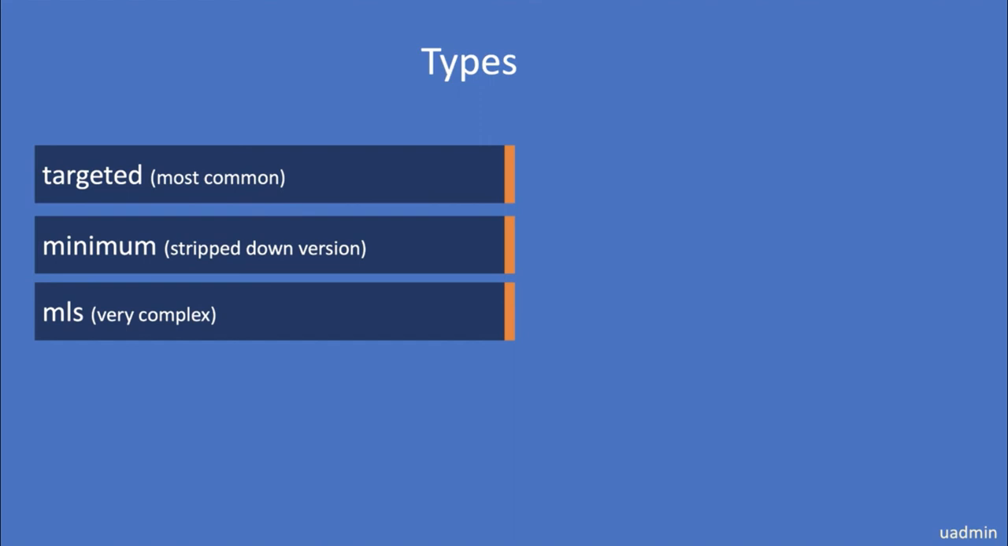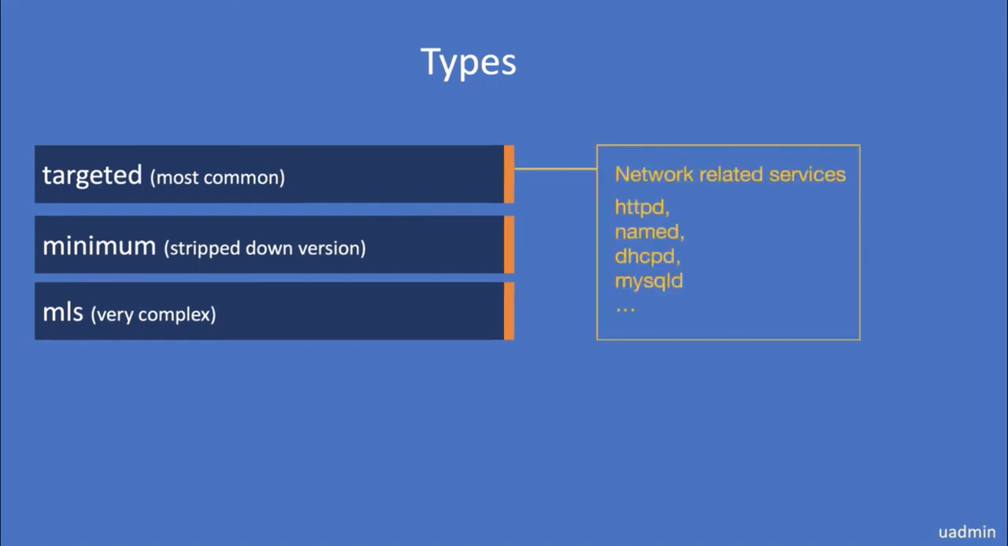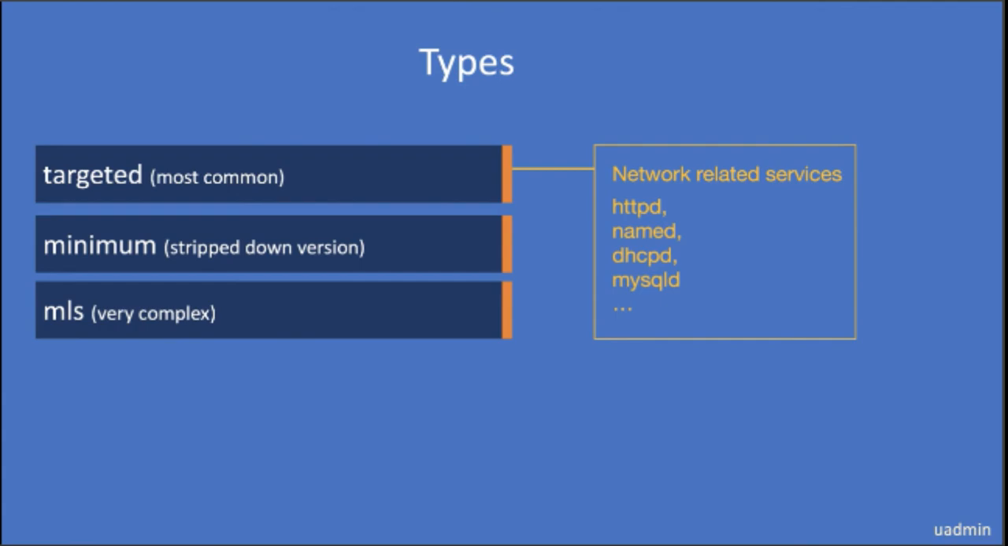The minimum type is a stripped down version of the targeted type. And targeted simply means that only domains that are targeted by SELinux will be subject to security checks. So in general, network related services are targeted. Think of HTTPD, named, and some others. Again, we will concentrate on the targeted type because that is what you will most likely run into.